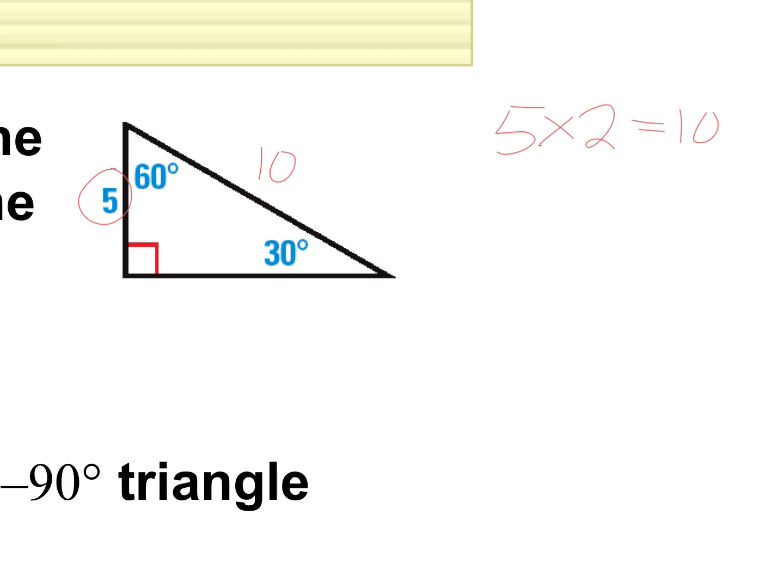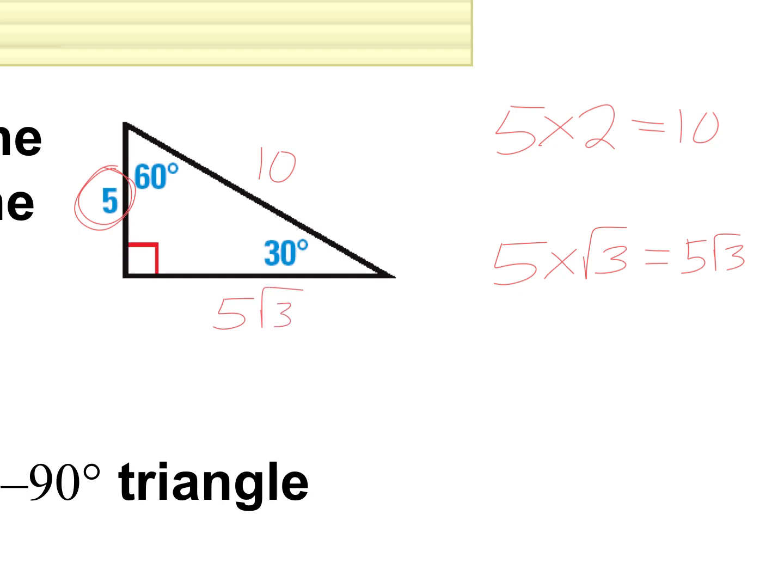What's the last side we have to find? Long leg. How do I get there? Where do I have to start? Multiply by square root of 3 from the short side. Right, I have to go from the short leg where I circled. That's my starting point. So we go 5 times what? Square root of 3. 5 times square root of 3 gives us 5 square root of 3.